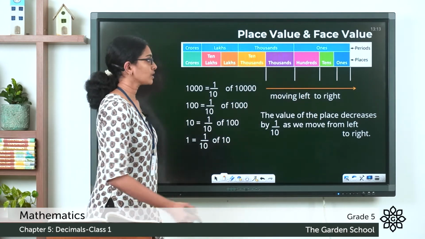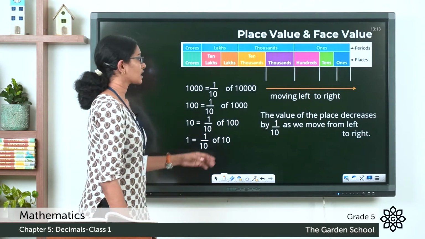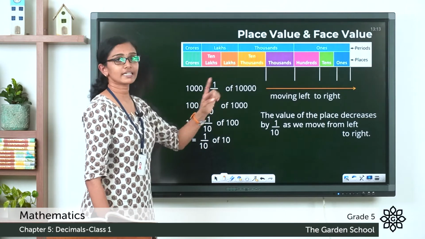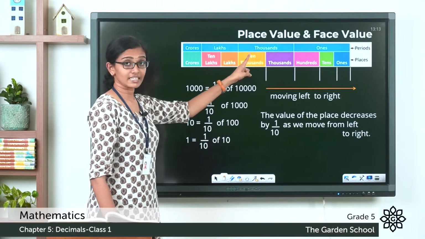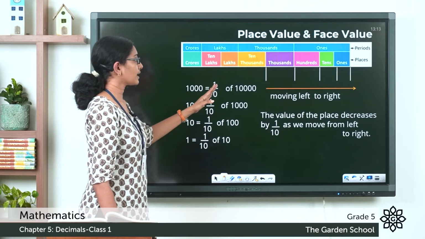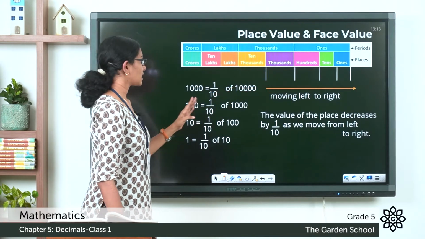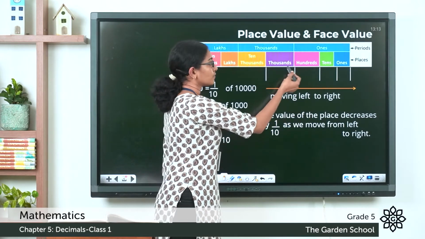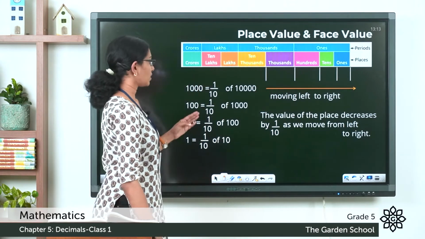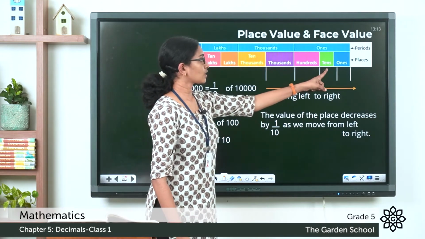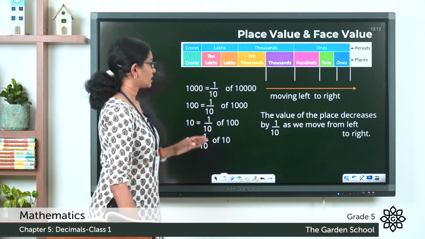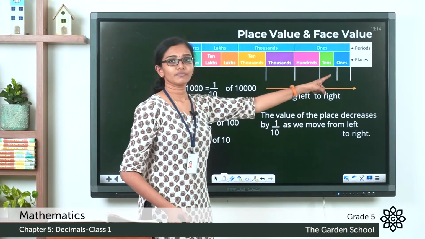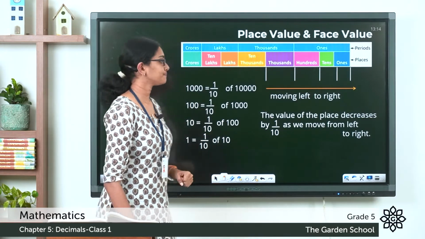See? So when you are in the thousands place, how does the place value get changed? It becomes 1 by 10th of the value of the 10,000s place. Yeah? It becomes 1 by 10th of 10,000, and in the hundreds place it becomes 1 by 10th of the value of the thousands place, or 1 by 10th of 1000. In the tens place it becomes 1 by 10th of 100, and in the ones place it becomes 1 by 10th of the value in the tens place.